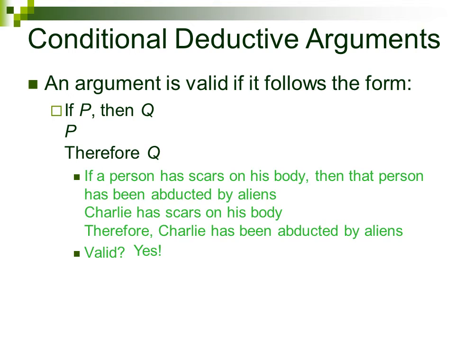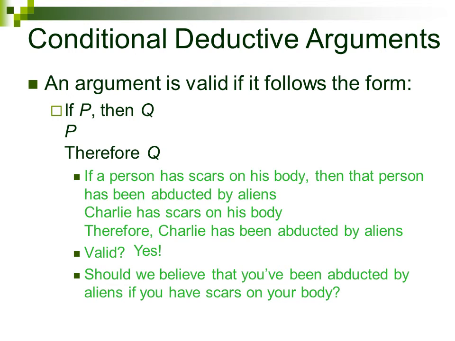Yes, it is, for all the reasons we've been talking about, that the second premise, that Charlie has scars on his body, is saying that the antecedent is true. But should we believe that you've been abducted by aliens if you have scars on your body? Well, probably not, no.